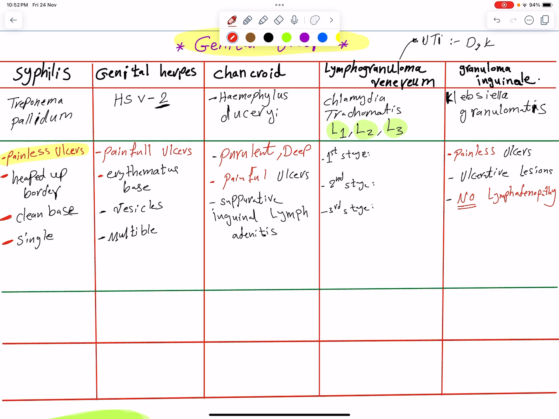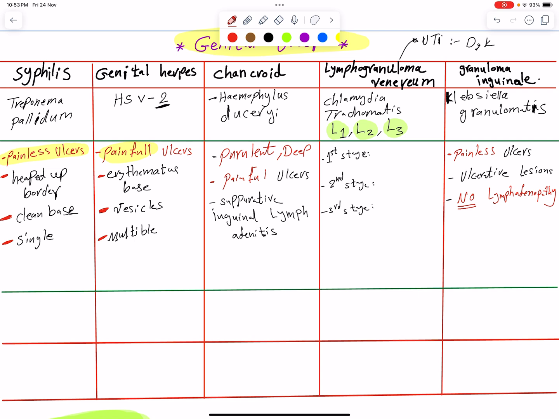In genital herpes, as we've mentioned, the cause is herpes simplex virus type 2, and in opposition to syphilis, it is a painful ulcer. So in syphilis it is painless, while in genital herpes it is painful. It is multiple, not single, and you may find vesicles, which are fluid-filled, on the genitalia, on an erythematous base, as we know. You may also find it on the buccal area and trunk. In the genitalia, the same thing: an erythematous base and multiple painful ulcers.